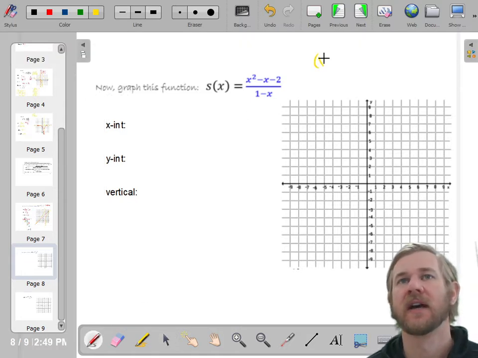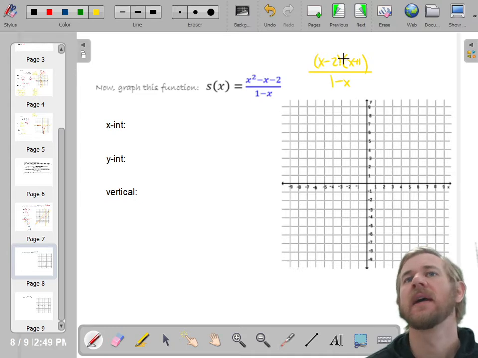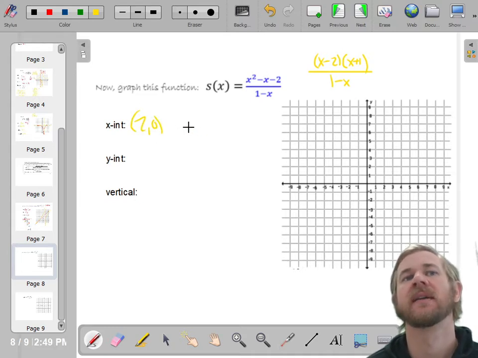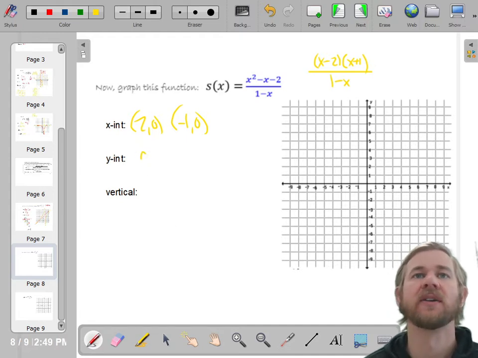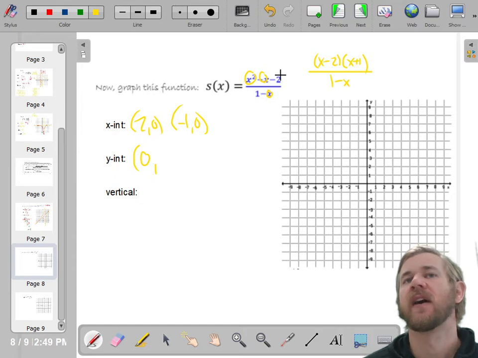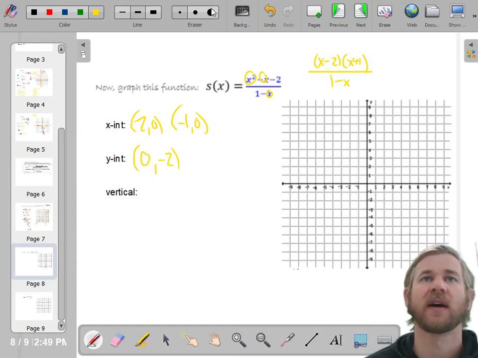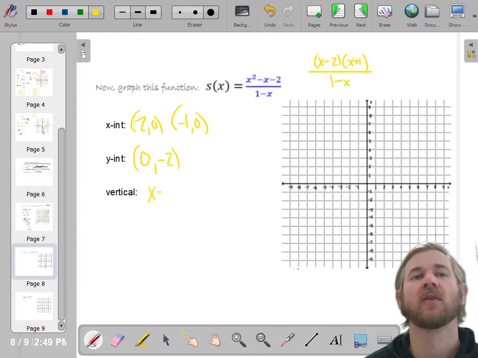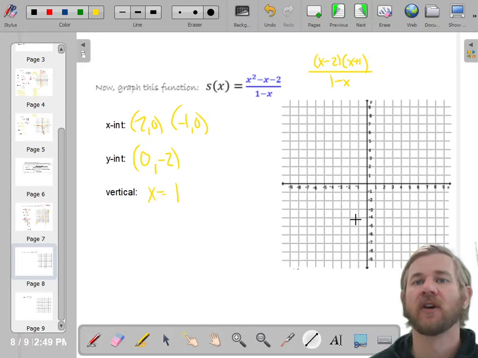X-intercept. We'll factor the numerator, x minus 2, x plus 1. And then the denominator we have 1 minus x. So when does the numerator equal 0? That's at 2 and negative 1. Those are the zeros of the numerator. The y-intercept, if you plug in 0, let's see, what do you get? Negative 2 divided by positive 1 is negative 2. And then my last thing, the vertical asymptote: 1 minus 1 is 0, so the asymptote is at 1. Let's draw what we have so far.